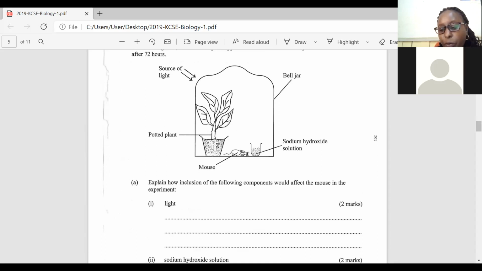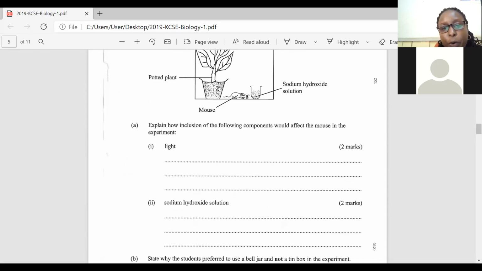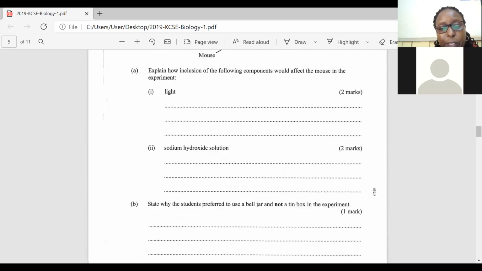You can see we have the arrows pointing on the source of light. For the light, it would be a very good raw material for the process of photosynthesis for the potted plant. So the student had to bring that out. Then we also have the sodium hydroxide solution there below, near the mouse. The sodium hydroxide would absorb the carbon dioxide. And remember, the carbon dioxide is the one which is needed by the same plant for the process of photosynthesis.